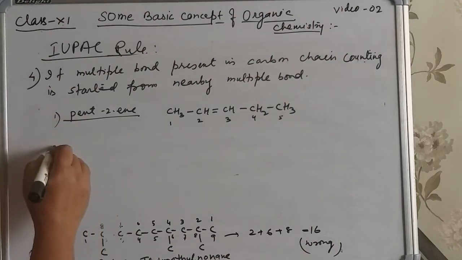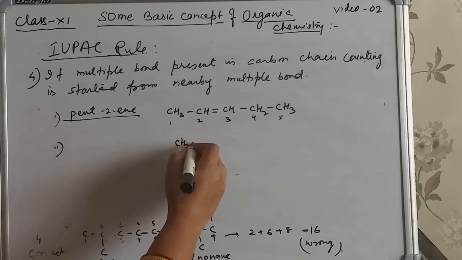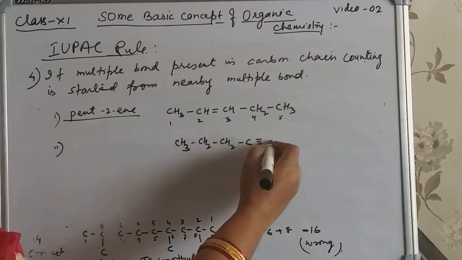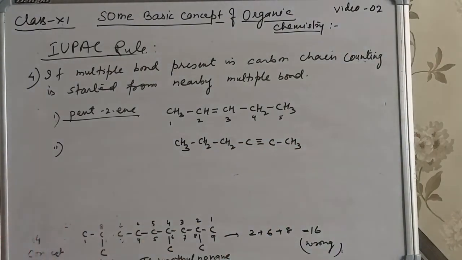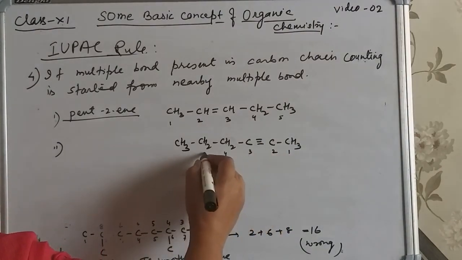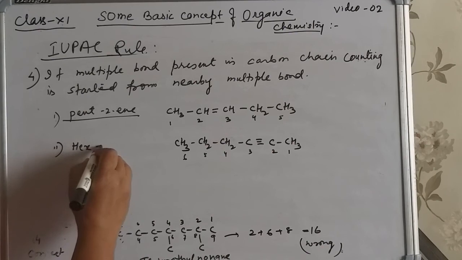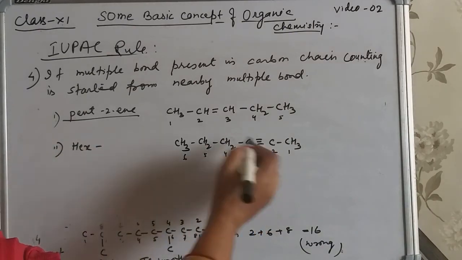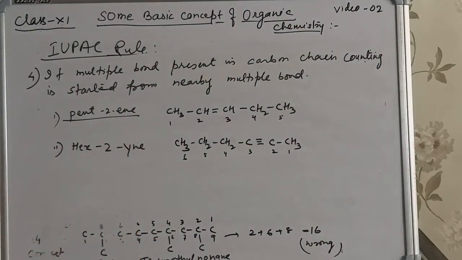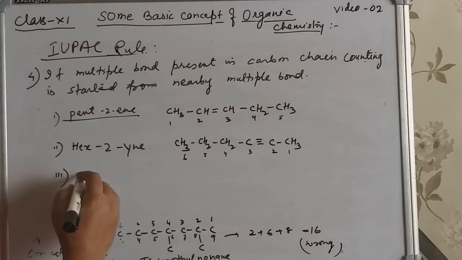Next example, suppose CH3, CH2, CH2, C triple bond C and CH3. So counting starts from this side: 1, 2, 3, 4, 5 and 6. So the correct name is hex, and the multiple bond comes at position 2, so 2-yne. In this way you can write the correct name of the compound.